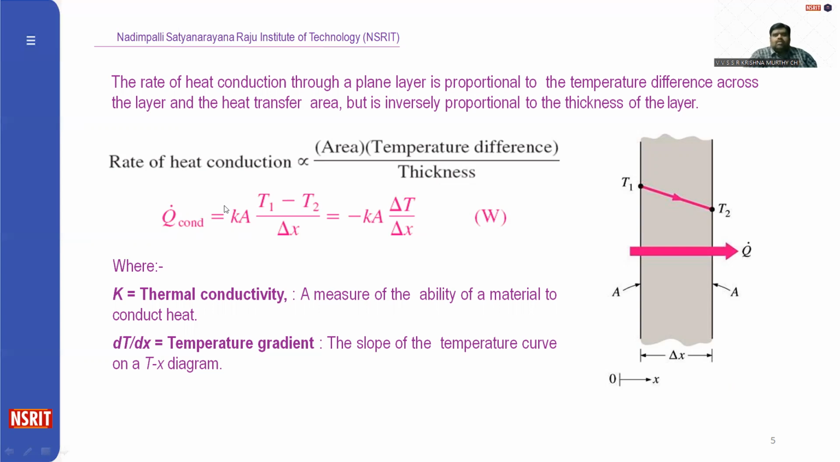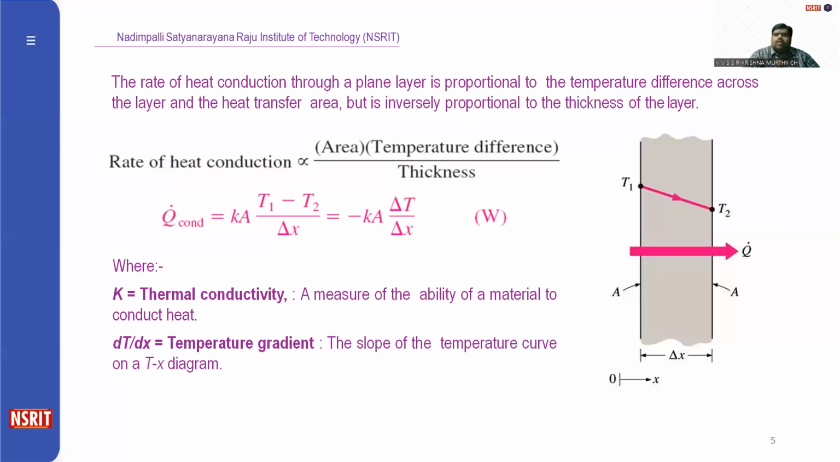This K is a proportionality constant, and it is called thermal conductivity. It is nothing but the ability of a material to transfer or conduct heat, and the units are watt per meter Kelvin. It varies from material to material.